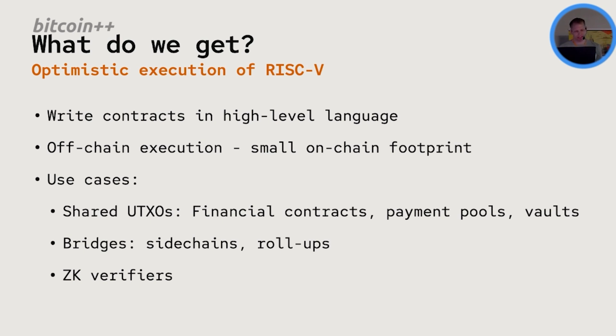I listed some use cases here. There are probably many more. One of the most sought after that I know of is shared UTXO schemes, where you can have contracts, payment pools, vault type constructions, where many users are sharing a UTXO on-chain, and they have their off-chain rules about who is owed what from the UTXO. So you can build that.